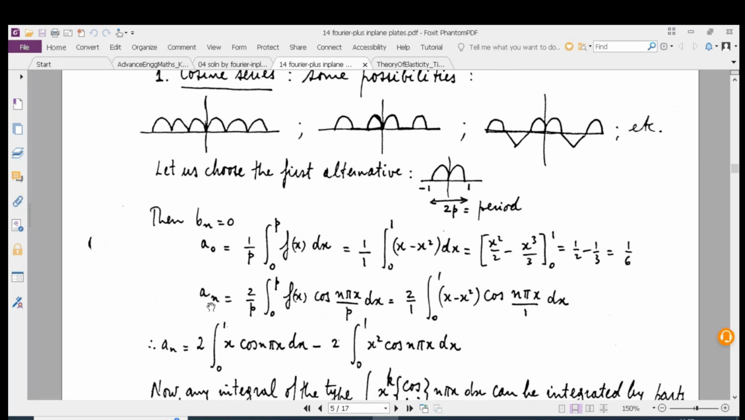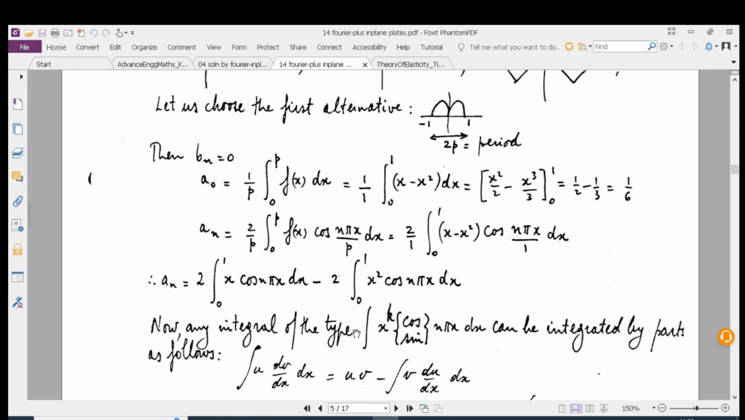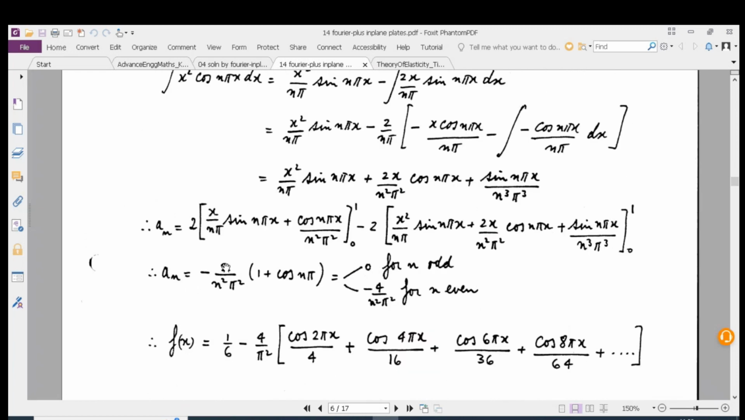Similarly, we find out an, which is 2 by p integral from 0 till p f of x cos n pi x over p dx, plugging the values, and we get an is equal to minus 2 by n square pi square, small bracket 1 plus cos n pi. So if n is odd number, that tells us an is equal to 0, and if n is even number, then an is equal to minus 4 by n square pi square.